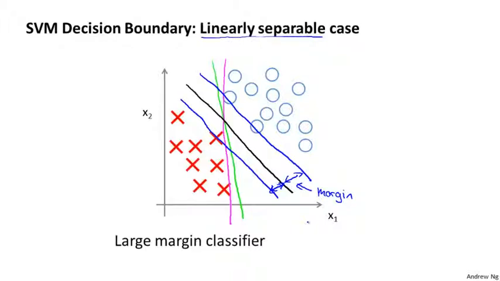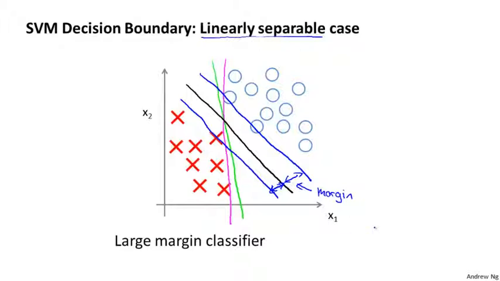I know that you might be wondering, how is it that the optimization problem I wrote down on the previous slide leads to this large margin classifier? I know I haven't explained that yet, and in the next video I'm going to sketch a little bit of the intuition about why that optimization problem gives us this large margin classifier.